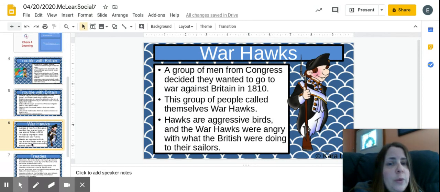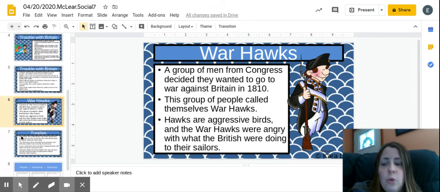Okay, then we had what was called war hawks. War hawks were a group of men from Congress who decided it was time to go to war against Britain. These people really started to believe this in 1810, and they were called war hawks. The reason they called themselves war hawks, hawks are an aggressive type of bird. They are a predator, and they wanted to go to war. So they were being aggressive towards going to war, war hawks. They were angry about what Britain was doing and decided that there needed to be a group who stepped up so that the country would go to war against them.